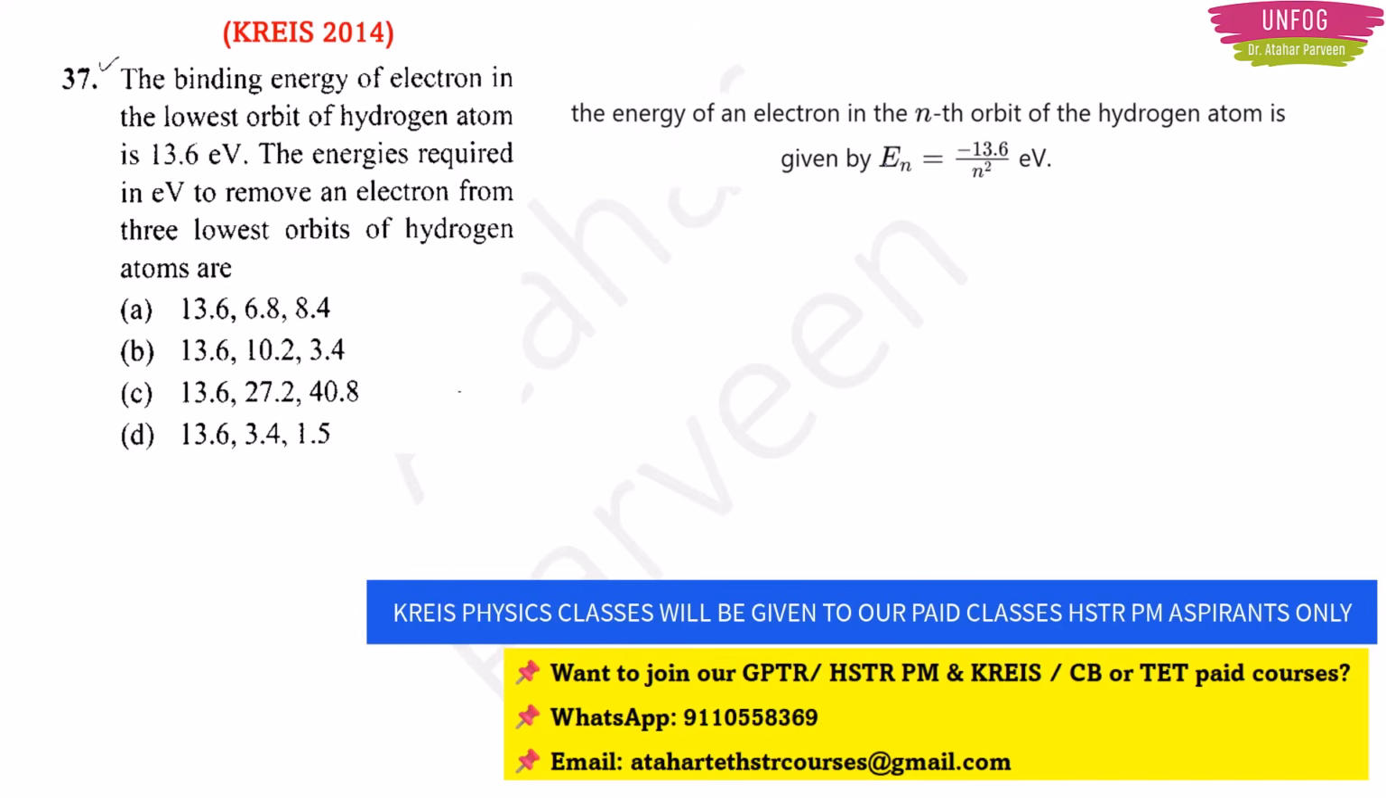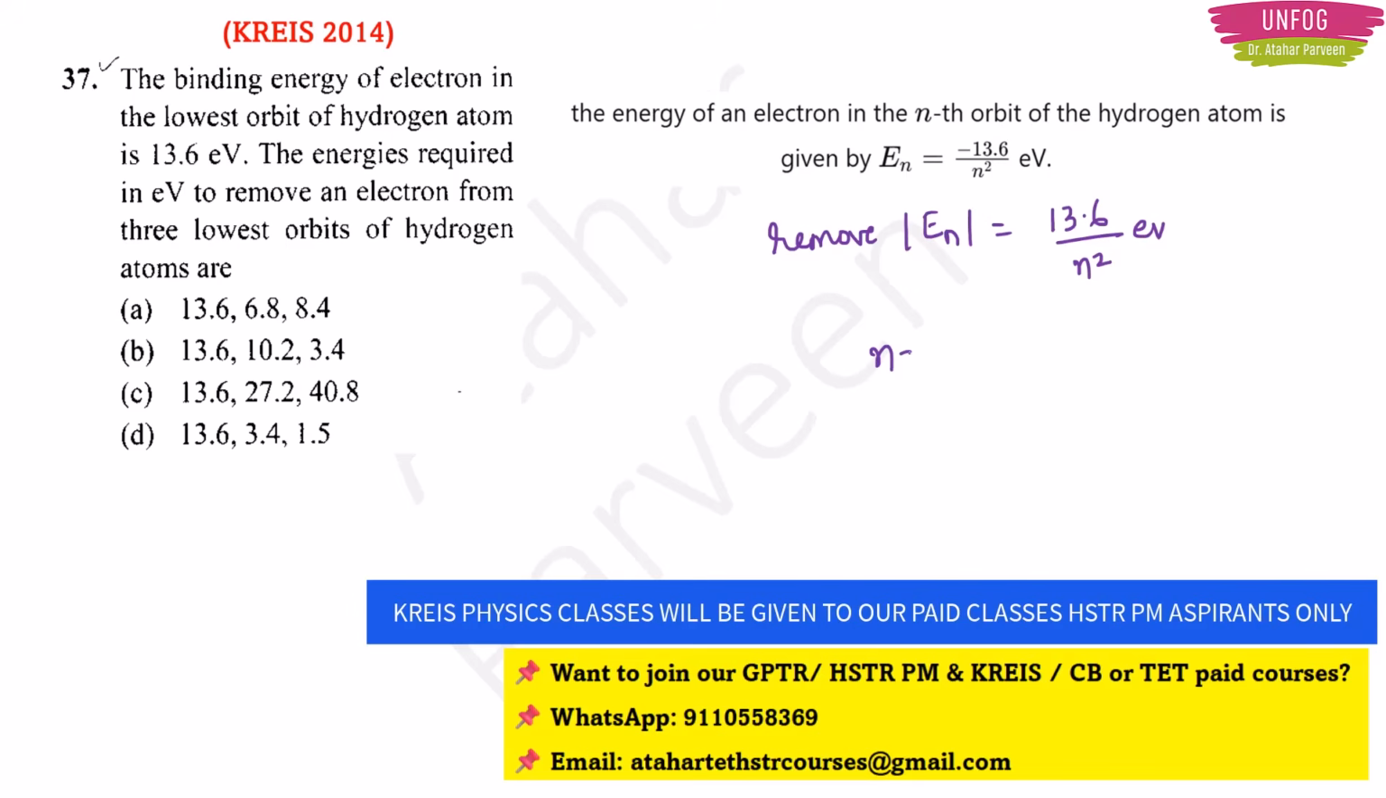According to Bohr's postulates, the energy of an electron in the nth orbit of the hydrogen atom is given by En = -13.6/n² eV, where n is the number of the orbit. Now, this is the energy with which the electron is moving in the orbit. So, what will be the energy required to remove the electron from that orbit? To remove the electron, you have to give the same energy with the opposite sign, right? Then only you can remove the electron from its orbit.